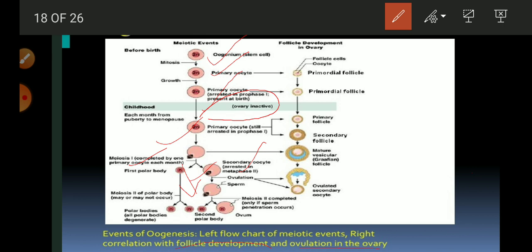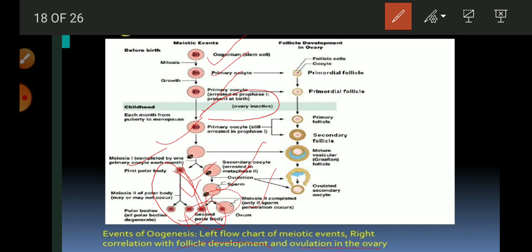When this oocyte is released, if the sperm enters and unites, what happens? The other meiotic division will be done and the second polar body will be formed. The polar bodies will degenerate later on. Meiosis is completed only if the sperm's penetration occurs in the female body. So here the fertilization is done, and that is ready for implantation into the uterus.